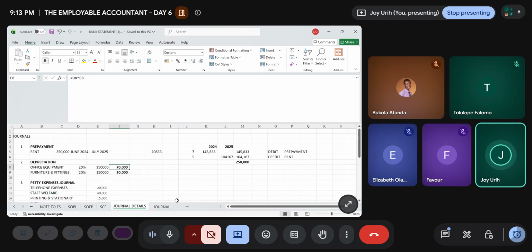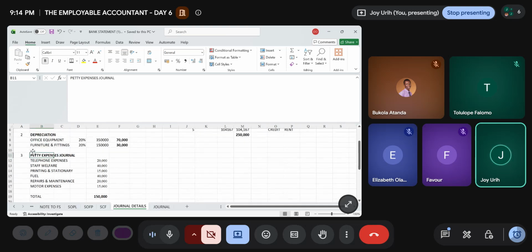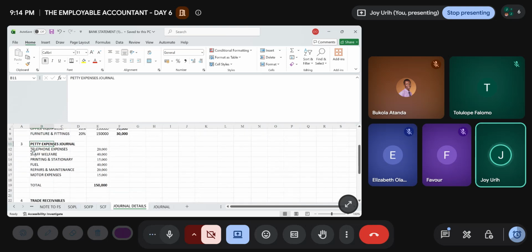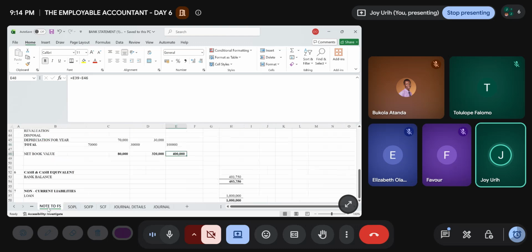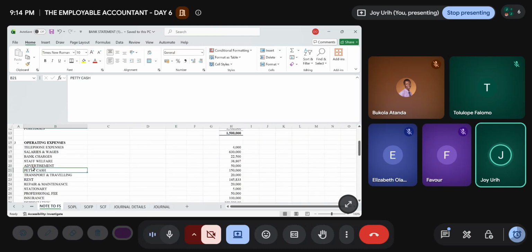So the next journal entry, I think we still have a few minutes more. Petty cash expenses. There was some interest. We have interest in our financials. Petty cash, which is not supposed to be. We are not supposed to have petty cash. You need to split the account, show the expenses of that petty cash.